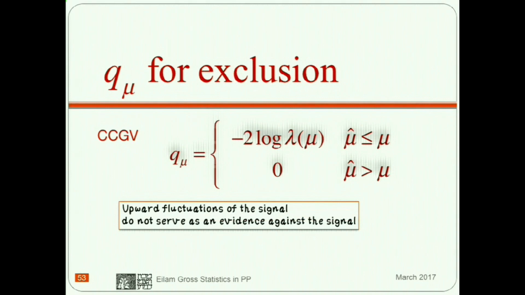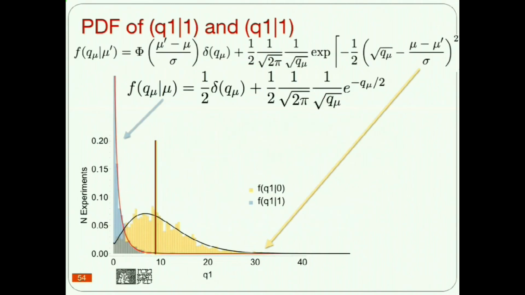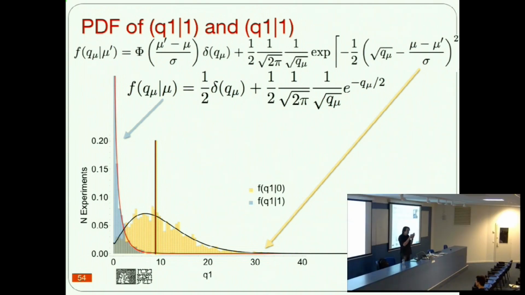So your test statistic is q mu, which is minus 2 log lambda mu when mu hat is less than or equal to mu, and 0 for mu hat greater than mu, meaning an upward fluctuation of the signal will not serve as evidence against the signal. Again, I can use Wald to get the distribution of f of q mu under mu. This is the Wilks theorem. It's half a chi-square. The half comes from all the cases when I generate events around mu hat equal mu: half of the time I'll be more than mu, then I'll get a delta function, and half of the time I'll be less than mu, and then I'll get a chi-square with 1 degree of freedom.